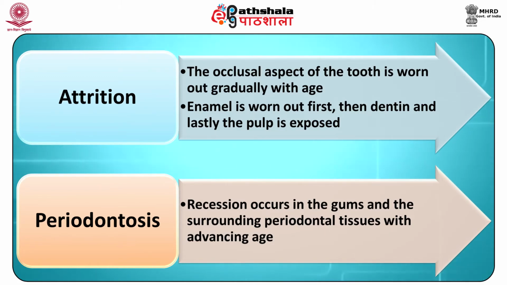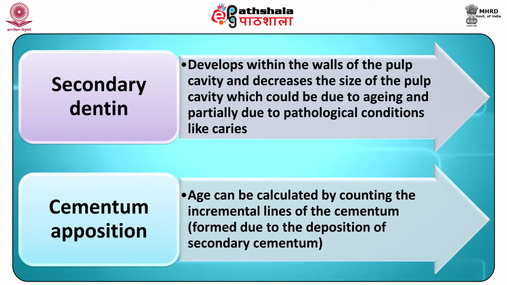In periodontosis, the recession occurs in the gums and the surrounding periodontal tissues with the advancing age. The secondary dentine formation develops within the walls of the pulp cavity, and when it develops, it decreases the size of the pulp cavity. This could be due to aging, and it is partially due to pathological conditions like caries also, so that must be remembered.